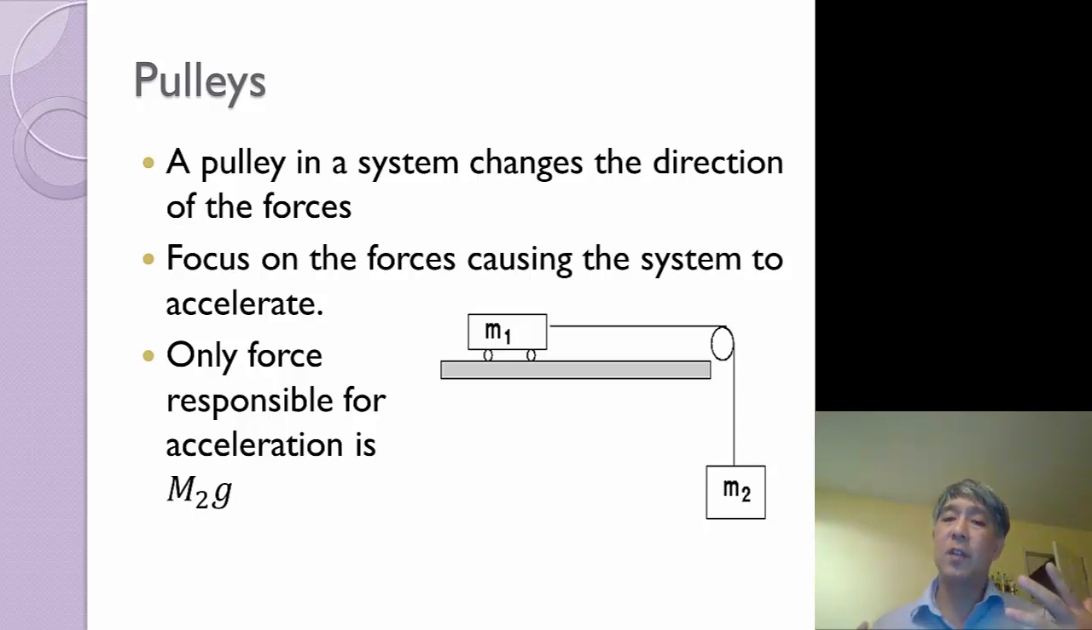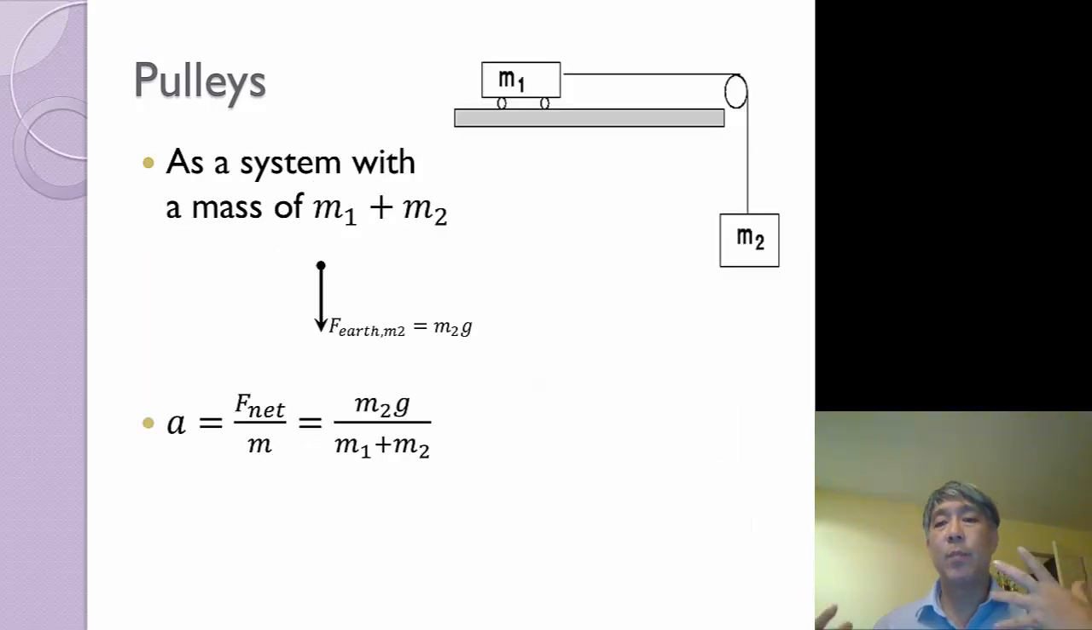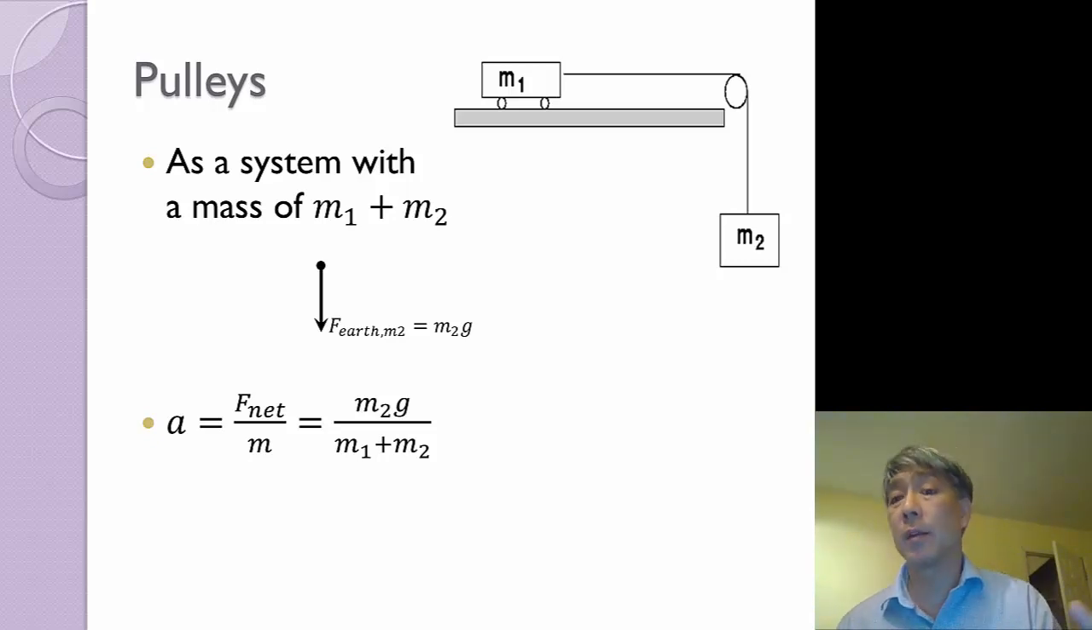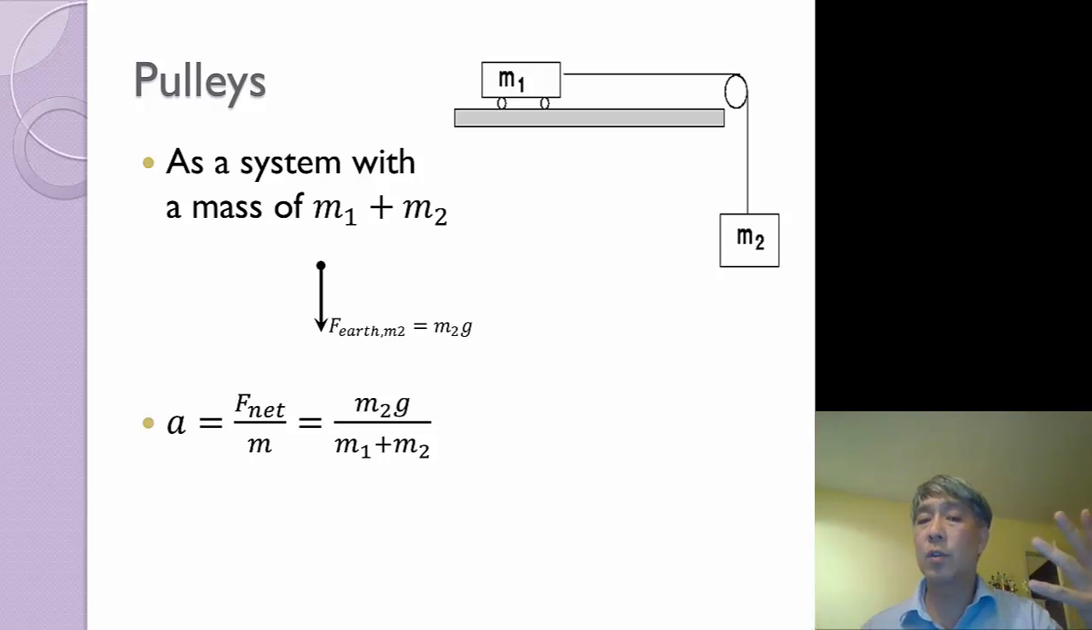So we need to envision this as just a system. It's a system with a total mass of M1 plus M2, nothing's changed there. But in this case, the only force making this system move is the force of gravity, M2g. There aren't any other forces. The force of the rope is an internal force, so we can ignore it. The force of gravity on M1 is canceled out by the normal force of the surface on M1. So those forces don't matter.